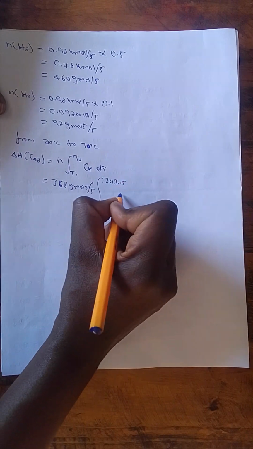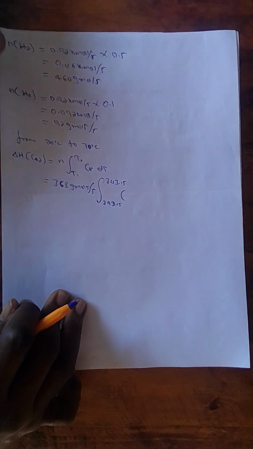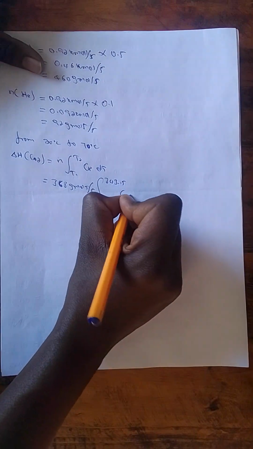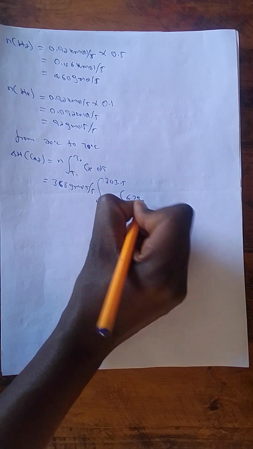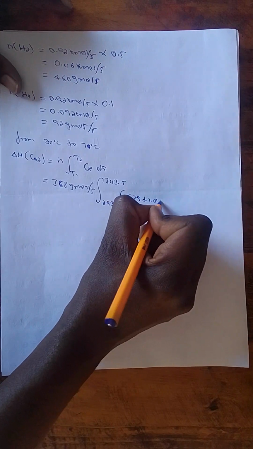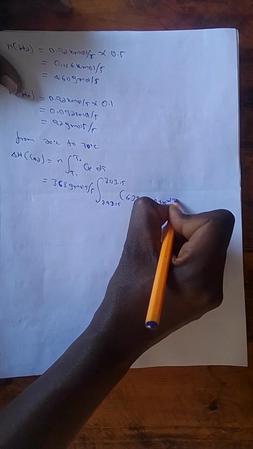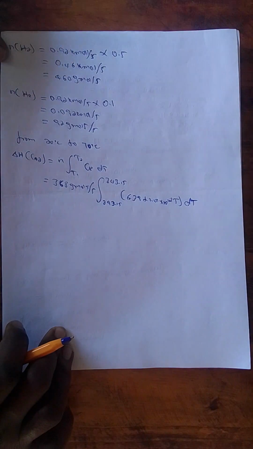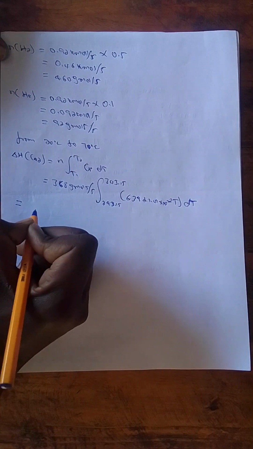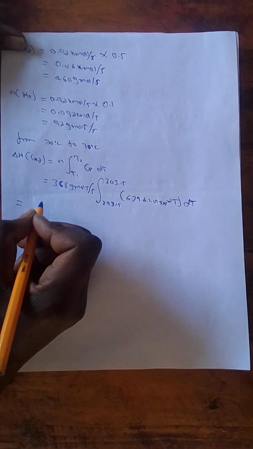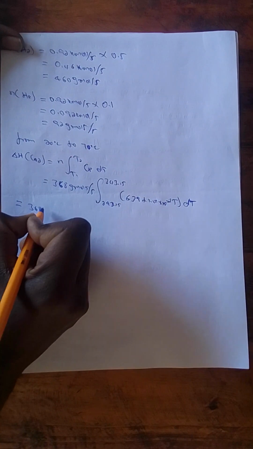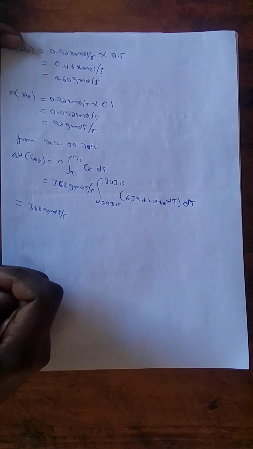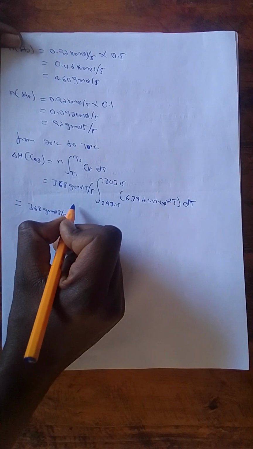And then we can just plug in. Remember the Cp value, we have the Cp of CO2. We did make arrangements or calculations for it. It is 6.39 plus 1.01 times 10 to the power minus 2 T, right? And we need to put the dT at the end just to show that we are actually integrating. And this is equal to, if we do those integrations, 368 gram moles per second. It's important to understand that this is actually a constant, it's not changing. And then we integrated.